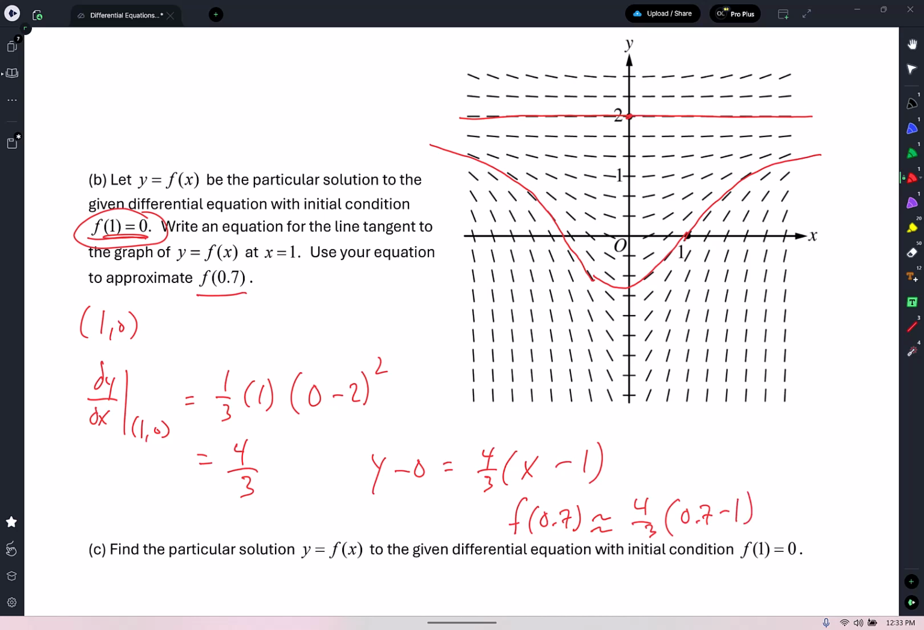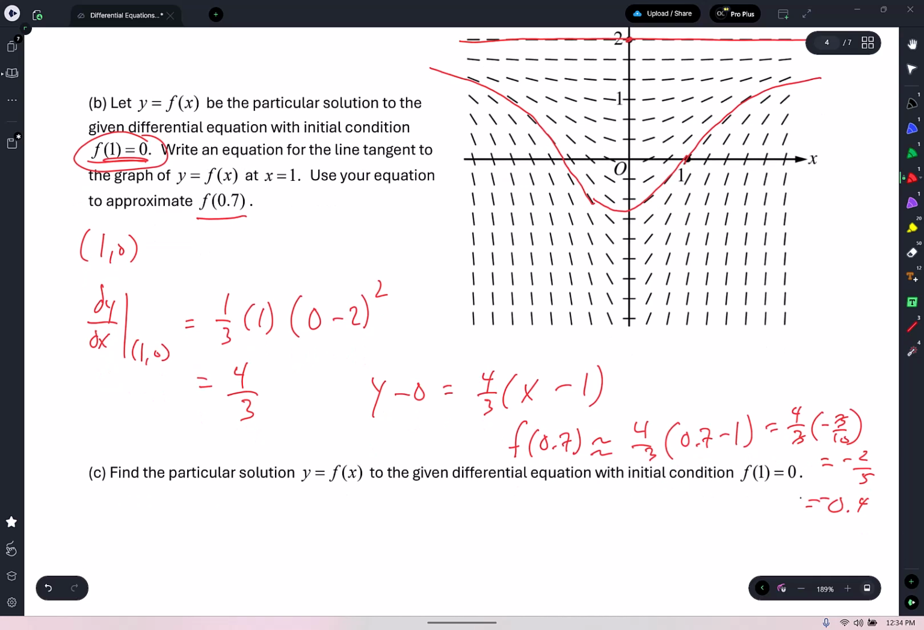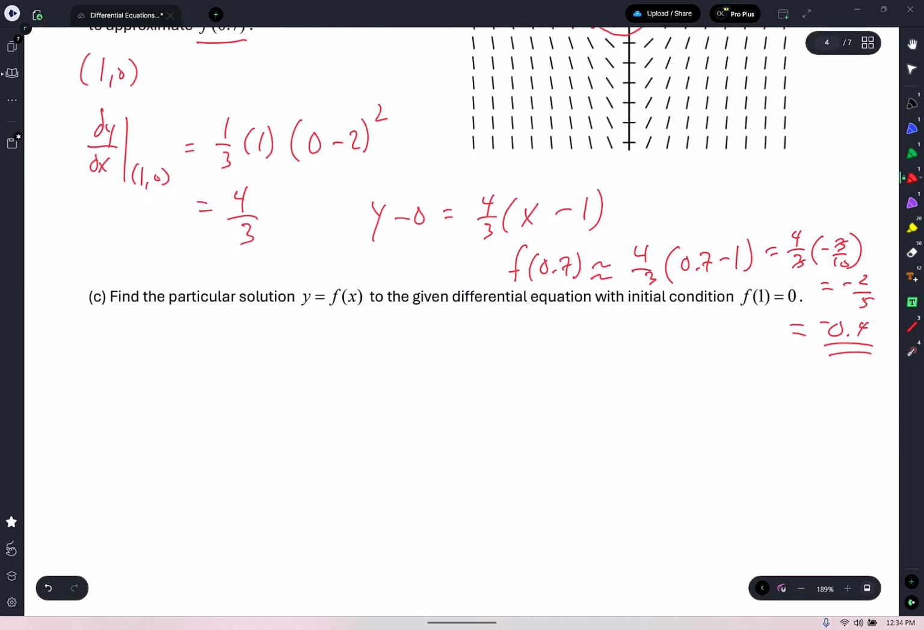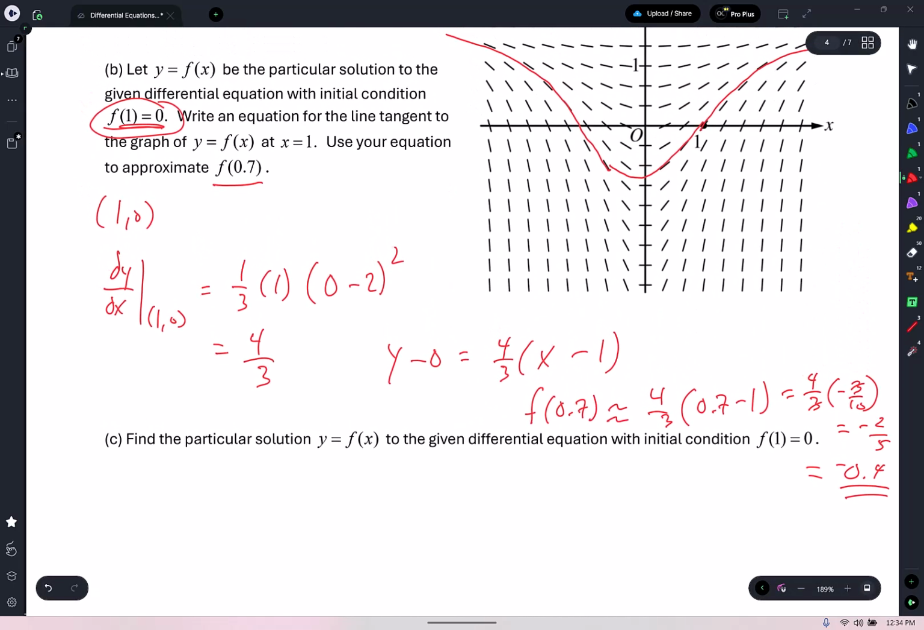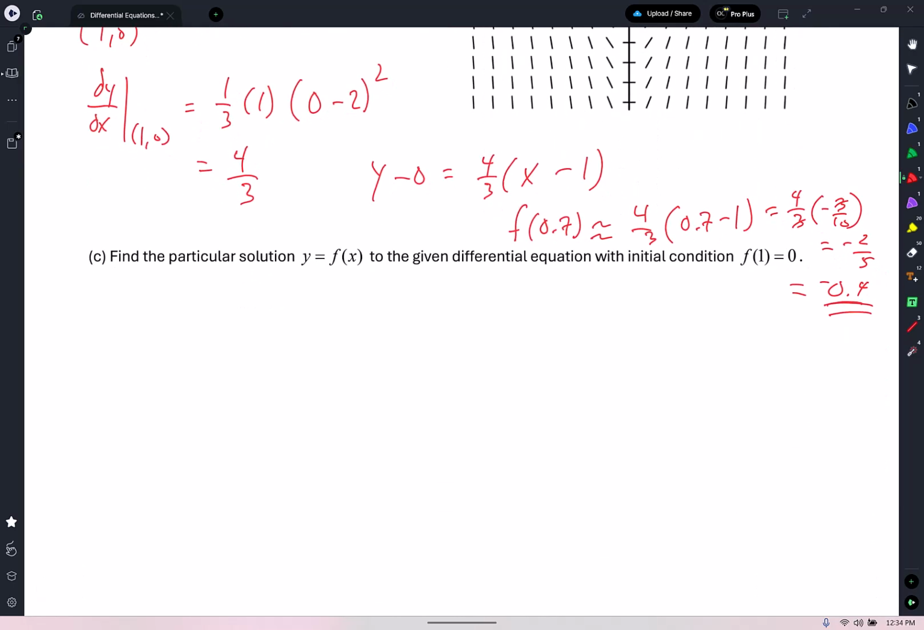So 0.7 minus 1 is a negative number. So you can go 4/3 times negative 0.3, which is the same thing as 3/10. These 3's cancel out, and you get 4 over 10, which is the same thing as 2/5, negative 2/5, or you can say negative 0.4. They're both the same, guys. So whichever one you think is easier. All right, let's go to the next one. Oh, that's it, right? Use your equation to approximate. That's my approximation right there, negative 0.4.